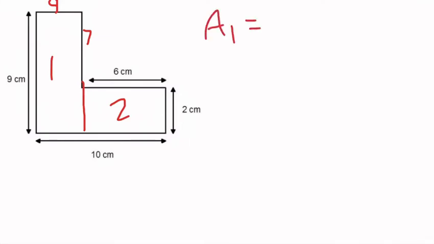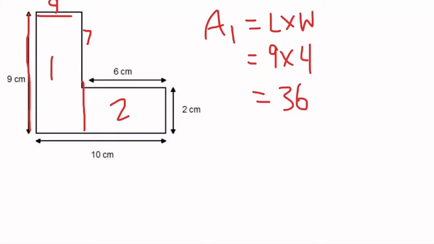We know that once again that's equal to length times width. It's the same formula as before. For rectangle 1, our length is going to be 9 centimeters and our width is 4 centimeters. So then our area is 9 times 4, which is 36. And once again our unit is going to be centimeters squared.